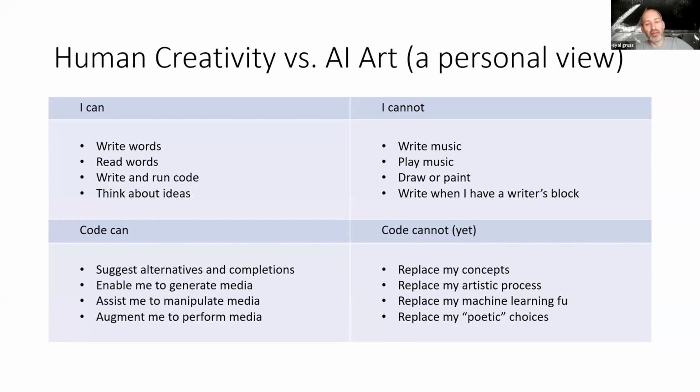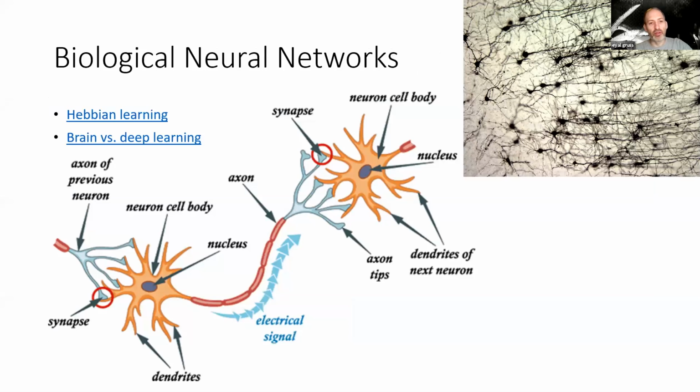But it doesn't yet replace my concepts. It doesn't replace my artistic process. I still write my machine learning by myself, and we'll speak extensively about poetic choices, which I still make by myself. So we'll talk about neural networks.